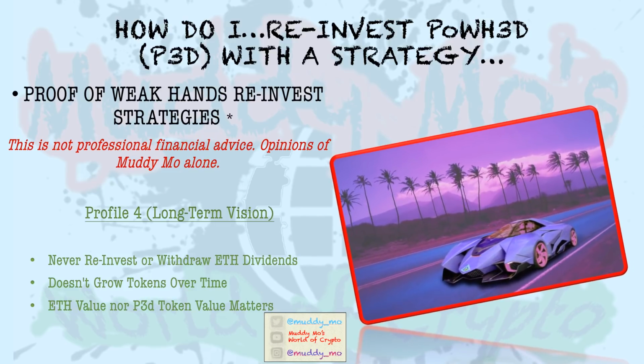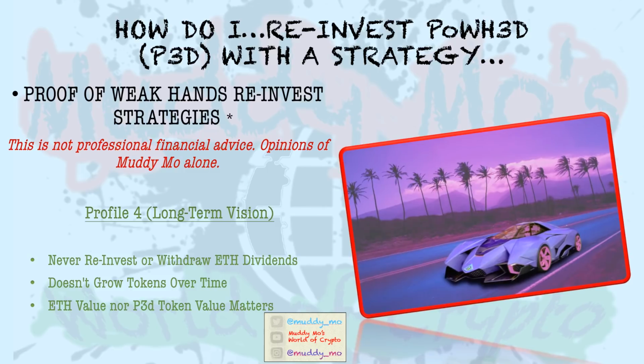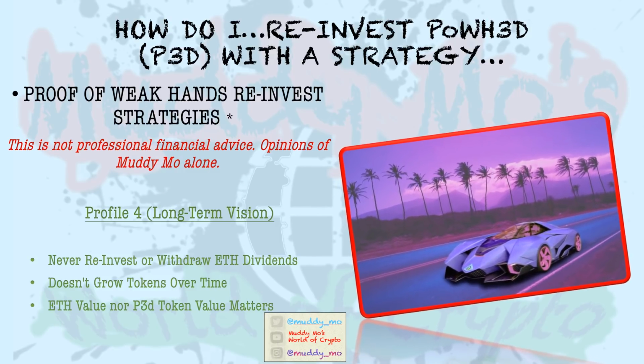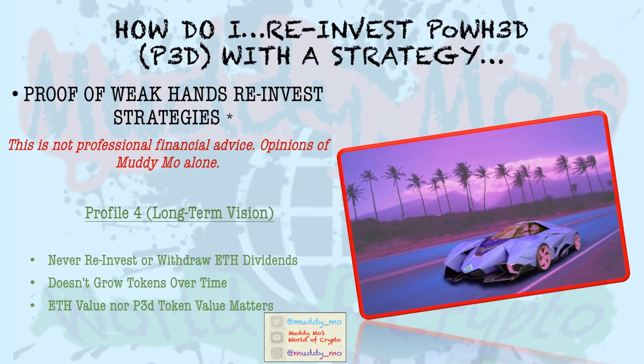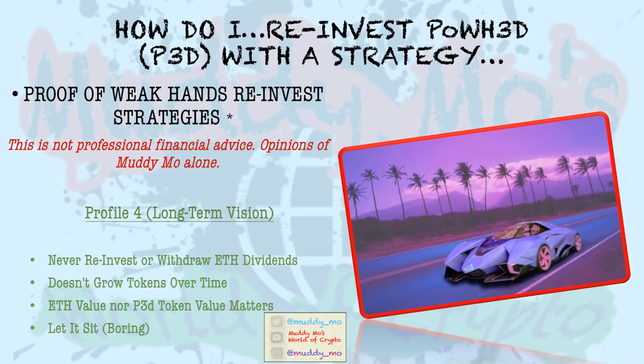So profile 4, another thing: neither the ETH value nor the P3D token value matters to them. They don't care what the price is. They're just letting it sit. They forgot about the money. It's just sitting there. Like I said, they're a let-it-sit type.